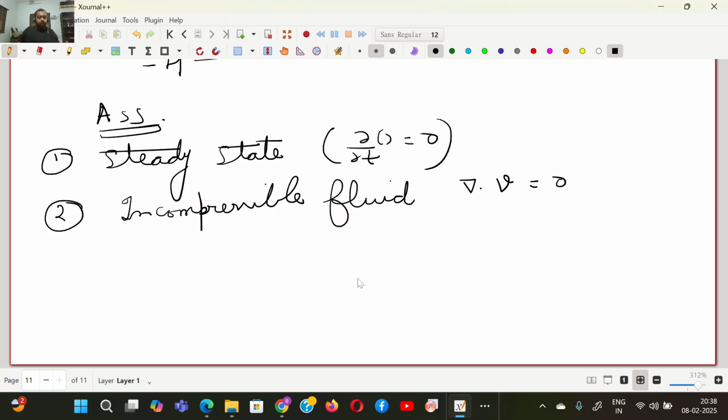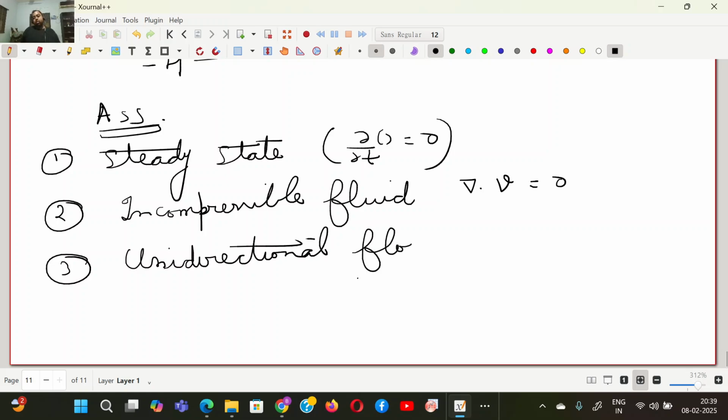What other assumption can you take? You can say it's unidirectional flow. The flow is only in the x direction. And fourth, it is fully developed flow.